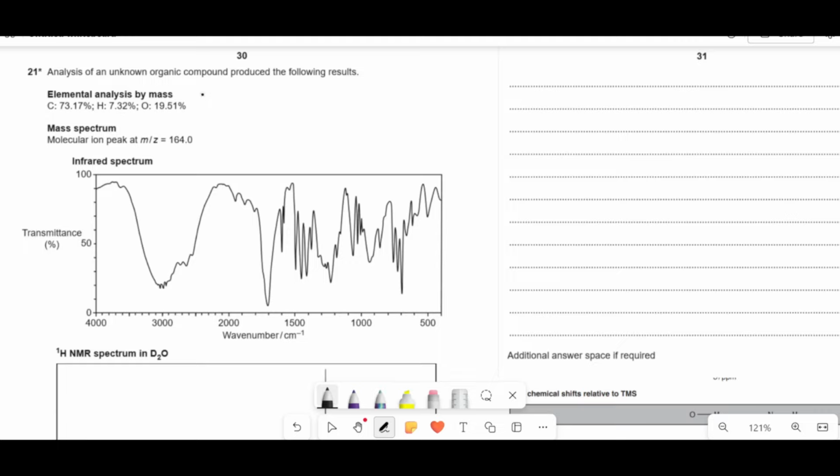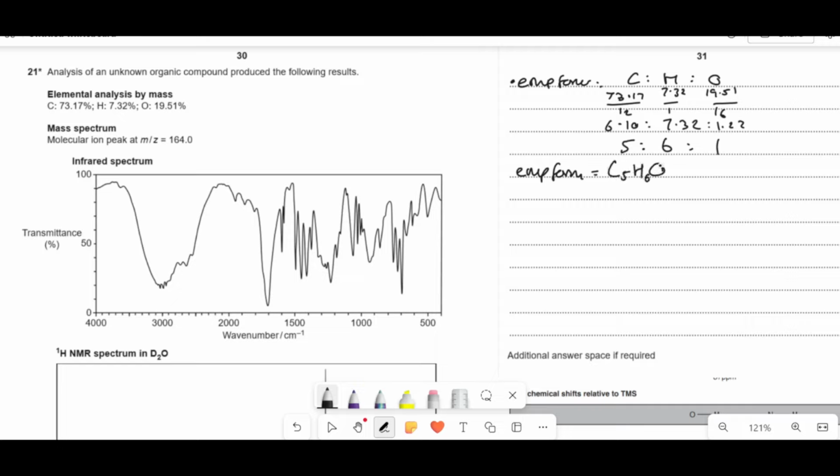So we can see, first of all, we have an elemental analysis by mass. This is useful because we can work out its empirical formula. How we work out the empirical formula is you would write out the ratio of C to H to O. We know there's 73.17 percent of C, 7.32 of H, and 19.51 percent of O. Divided by 12, divided by 1, divided by 16, and then you work out the smallest ratio. So you would get 6.10 to 7.32 to 1.22, divided by the smallest number, and eventually it becomes 5 to 6 to 1. So then we now know its empirical formula is C5H6O, which is like the cancelled down formula. For example, if I have C2H6, the empirical formula is CH3.